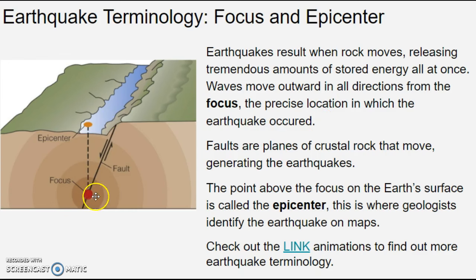Faults, you can see this line here, or a plane here. These are planes of crustal rock that move, generating the earthquake. So this plate on the left side, or this rock itself, might be moving, say, up in the picture, and this rock here would appear to be moving down relative to it. But what we have here is a tremendous amount of energy that is built up. In the instant in which this area moves, this would be the focus, the point in which the rock moves, all of that stored energy is released at once.